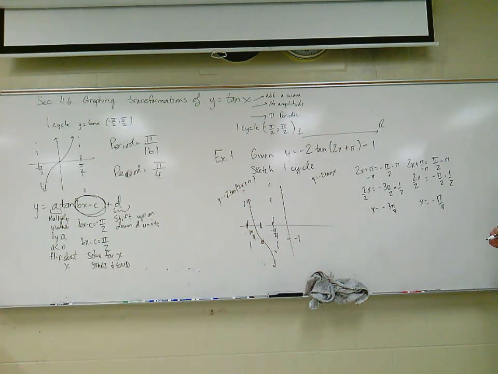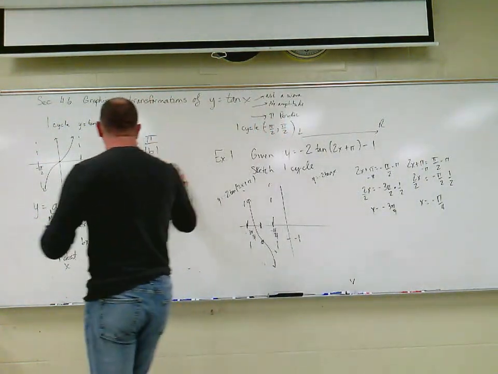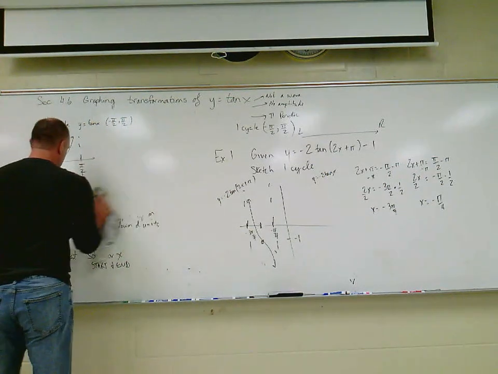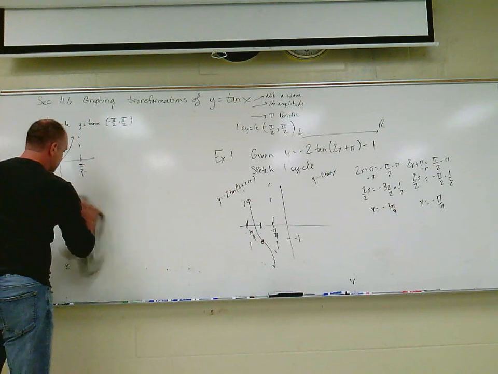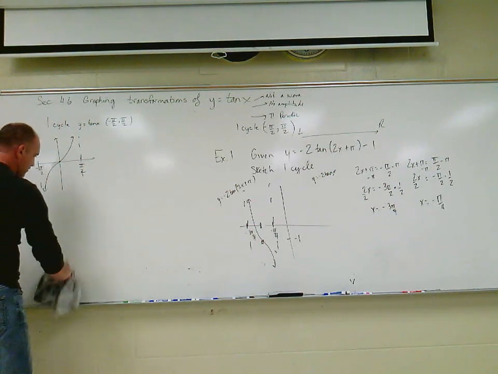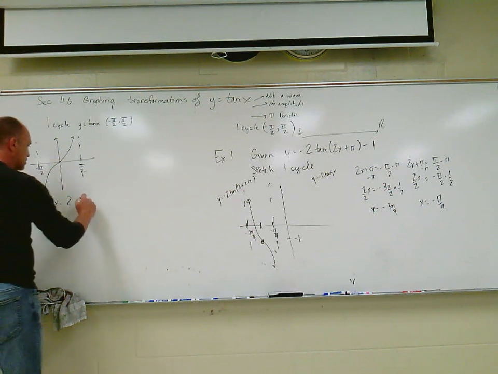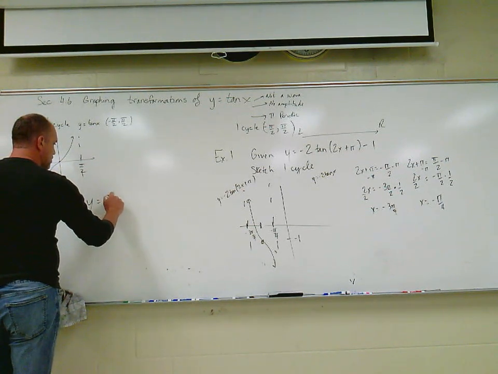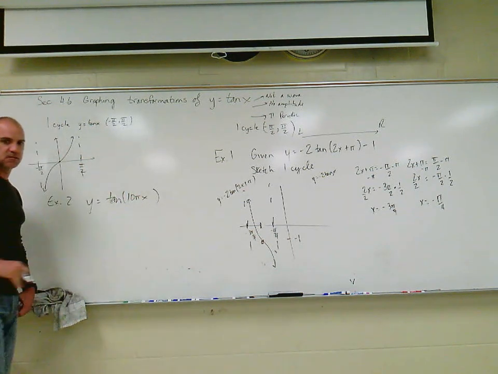All right. One last type that I see students sometimes struggle with. We'll do one more. And I think they make it a little bit more difficult than what it is. And let's just say, here's our basic graph here that we have. And we'll call this example 2. And let's just say we have tangent of 10 pi x. Okay, nothing else on the inside.